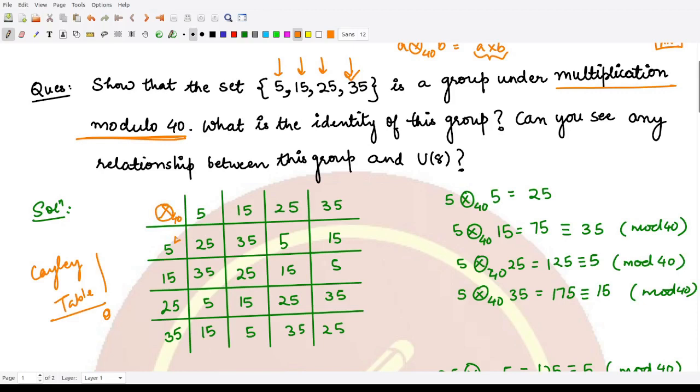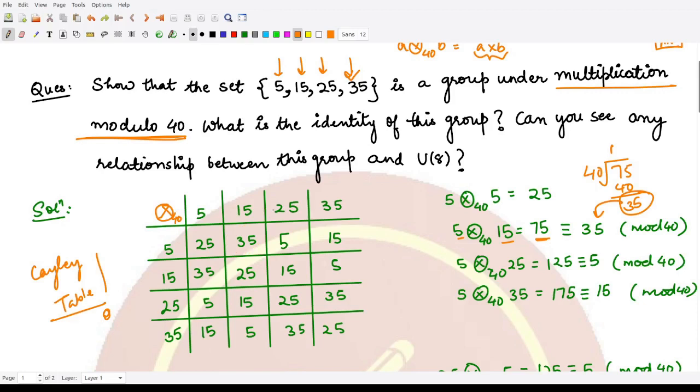We first of all multiply the element 5 with 5. We have 25, and when you divide 25 by 40, you have 25 as the remainder, right? So your answer is 25. Similarly, when you multiply 5 with 15, you have 75, and when you divide 75 by 40, it goes in 1 time, so you have 35 as the remainder, which is your answer. So we have the element 35 here for 5 times 15.